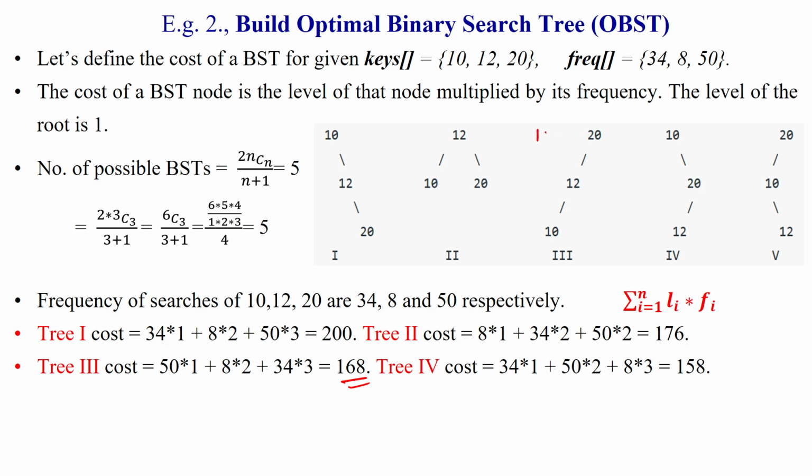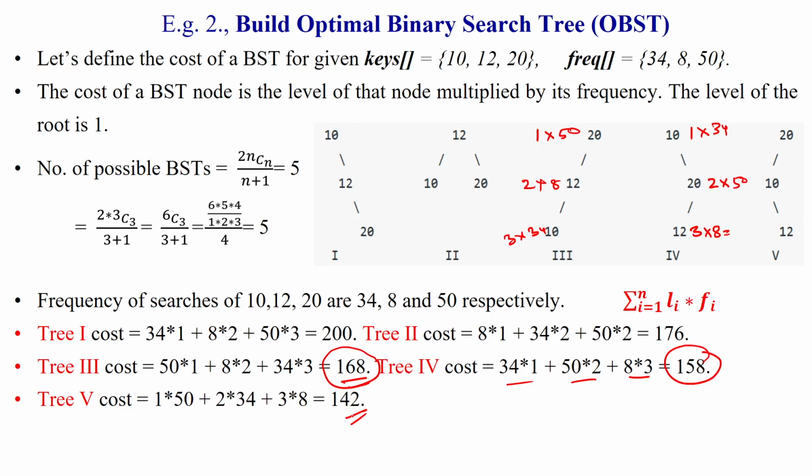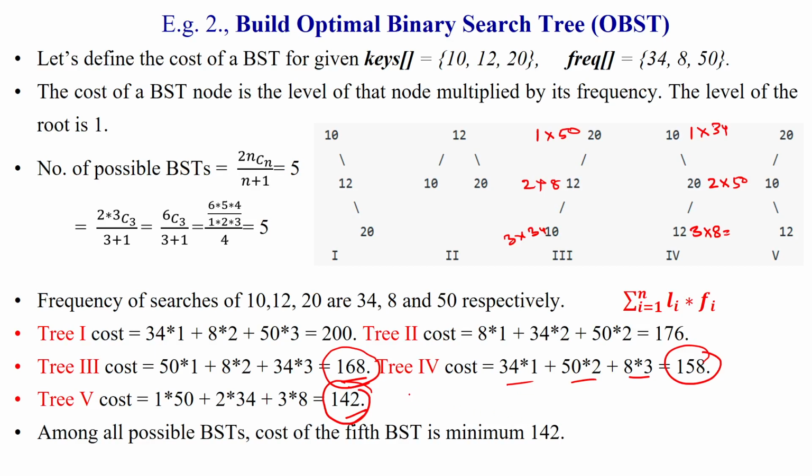Here the level is 1 for 20, which has frequency 50, 12 has frequency 8, and 10 has frequency 34. So substituting the values for tree number 3, we get 168. Then for tree number 4, level 1, level 2, level 3 into the frequency: for 10 the frequency is 34, for 20 the frequency is 50, for 12 the frequency is 8. So now you get 24 here and 100 here, and 34, so you get 158. Like that, when you calculate for tree number 5, it is 142. Among those, 142 is the minimum, so this is the optimal binary search tree in this given example.